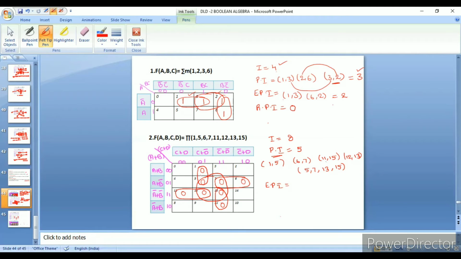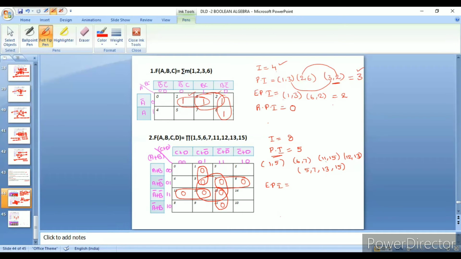So this 1 and 3, 1 and 5, it is a must. It is an essential prime implicant. Similarly, 6 and 7 is an essential prime implicant. This 6 minterm is covered only one time, this 1 minterm covered only one time, this 12 minterm covered only one time, this 11 minterm covered only one time. But this 15 and 13, 5, 3 are covered two times.